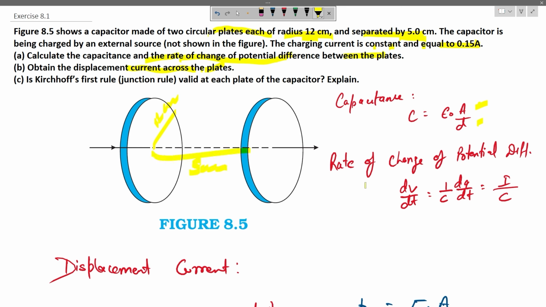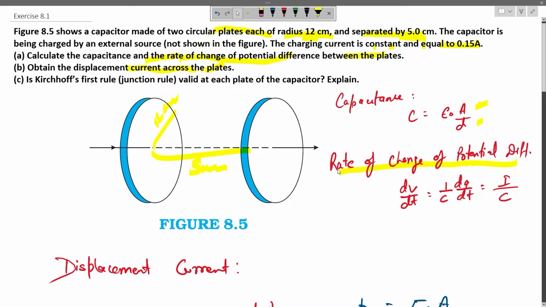We also know that rate of change of potential difference is dV by dt. Now V in terms of the capacitance is defined as Q by C, where Q is the quantity of charge. Now if we differentiate V with respect to t, then we will come to the expression of 1 by C dQ by dt, and we can write dQ by dt as I, that is current. So rate of change of potential difference would be equal to I by C.